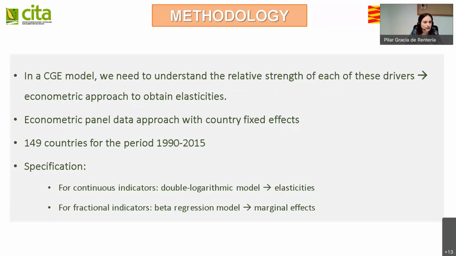For the fractional indicators, the percentage indicators, which are the survival ratio and the fertility rate, we use a beta regression model because of its flexibility for modeling continuous dependent variables that are between 0 and 1, and because the predictions of these drivers are limited to the same range, between 0 and 1 also.